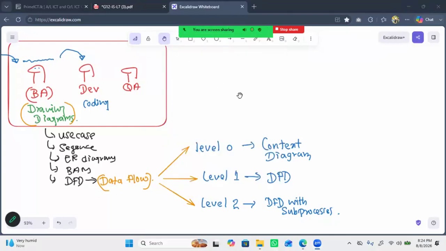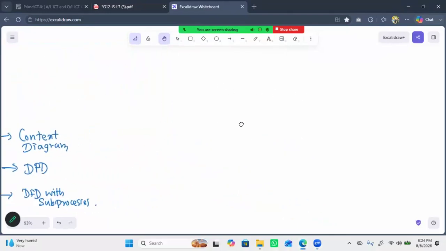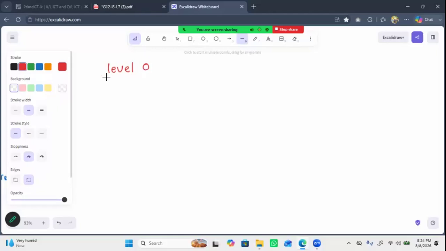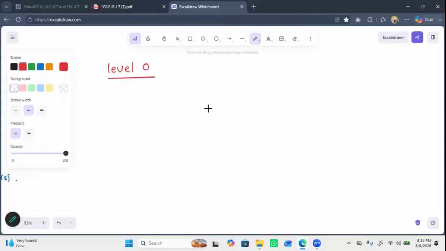Okay. Fine. Then we are moving to the next part. Context diagram. Let's start with level 0. Context diagram. Okay. Then what is this context diagram?